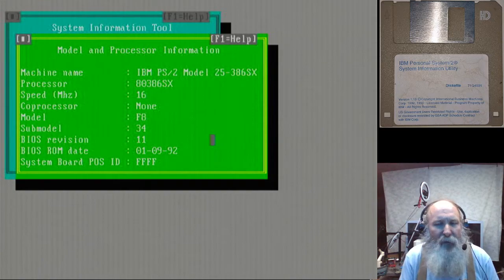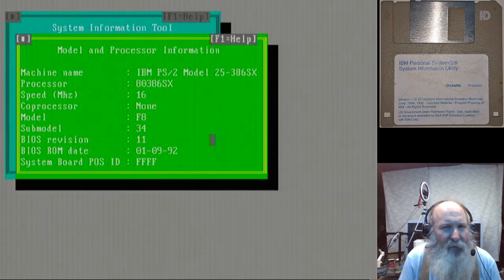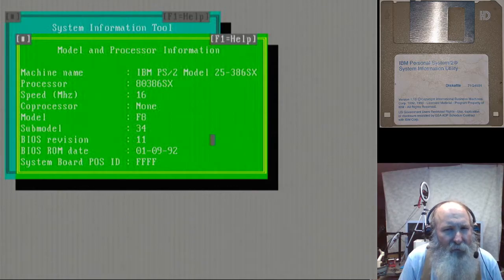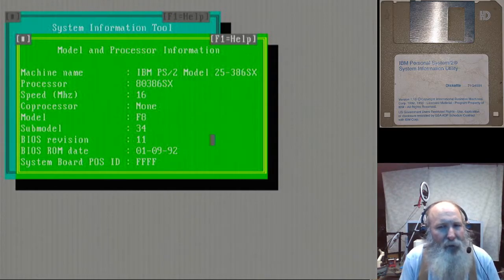I do have pictures of all that, and I've got high resolution photos of the 25SX planars as well that are up that I can link in to whichever appropriate videos. And this doesn't have the floating point unit. There's the BIOS date, and of course it doesn't have a planar ID for this.